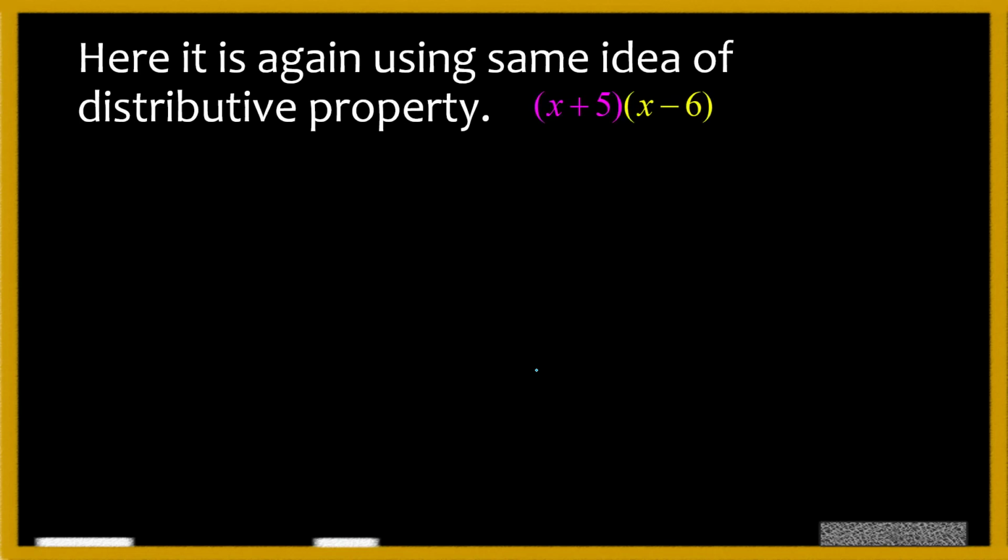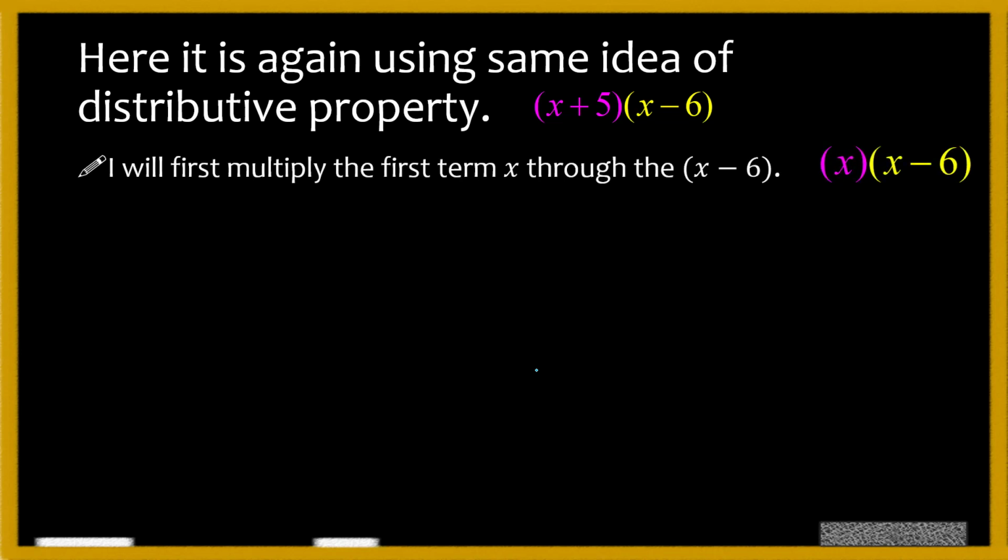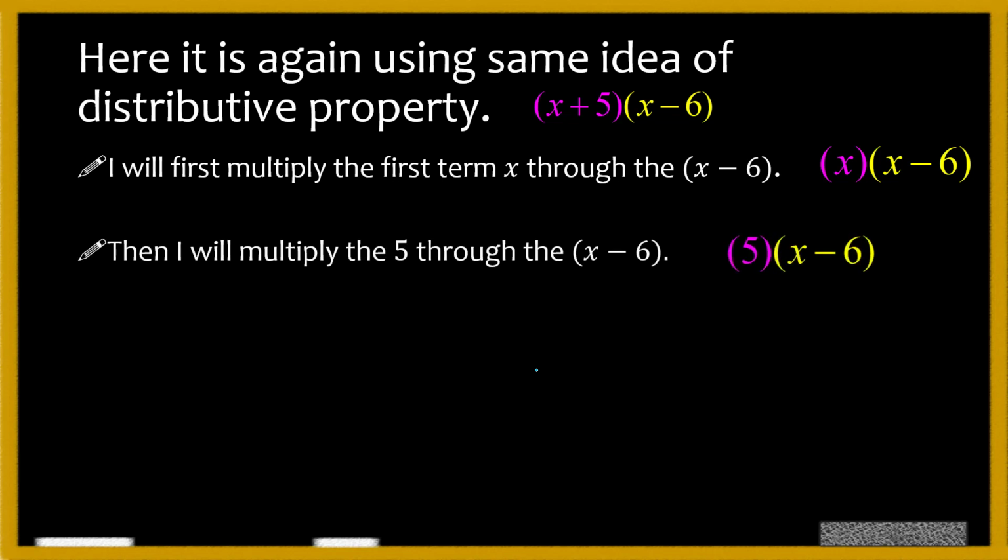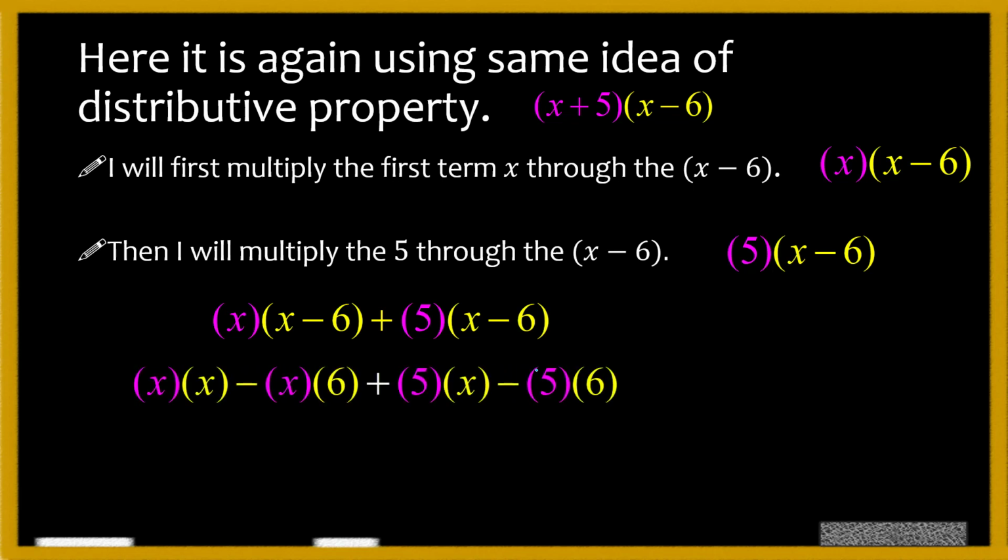So here's the same problem again using the distributive property. First, I will multiply the first term x through the x minus 6. Then I will multiply the 5 through the x minus 6. So here it is written out. You can see in the purple I have x is going to be multiplied by x minus 6, and then the 5 times the x minus 6. So here we have x times x, x times minus 6, 5 times x, and 5 times minus 6.